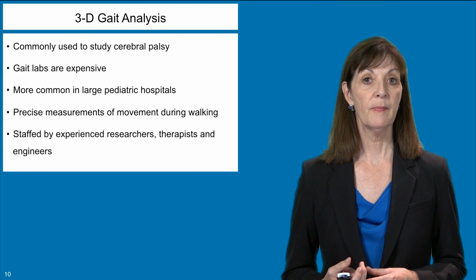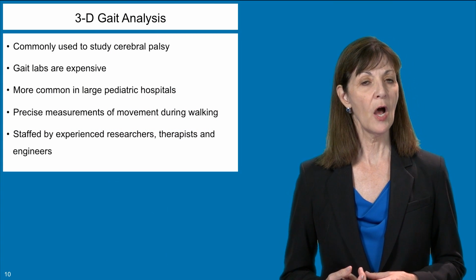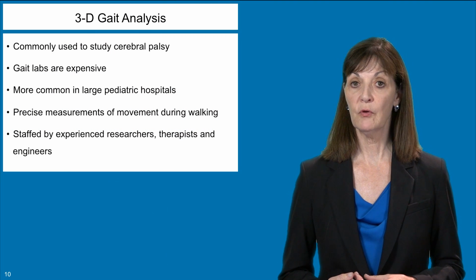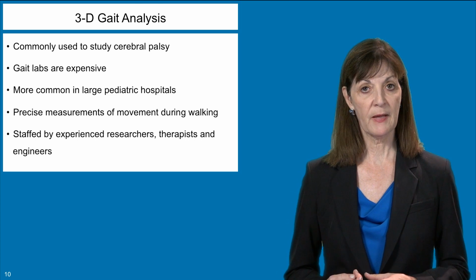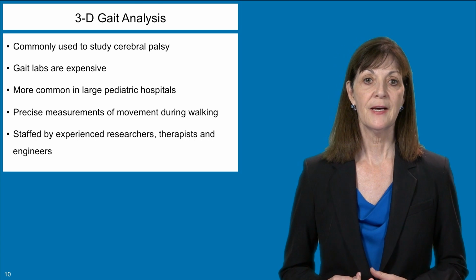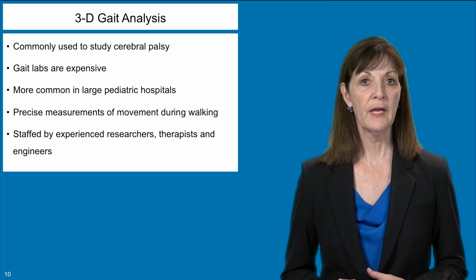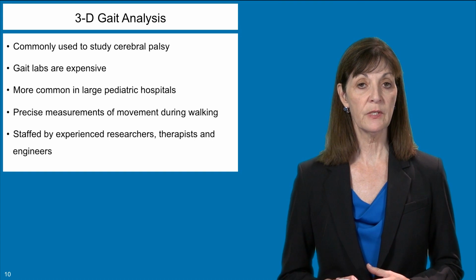And from this, we call it three-dimensional gait analysis. It's a common way that we use to measure cerebral palsy and other kinds of movement problems. Gait laboratories, though, are expensive, a lot more expensive than a stopwatch would be. They are more common in large pediatric hospitals. But we have experienced researchers and therapists and engineers that collect this data, so it is very precise.